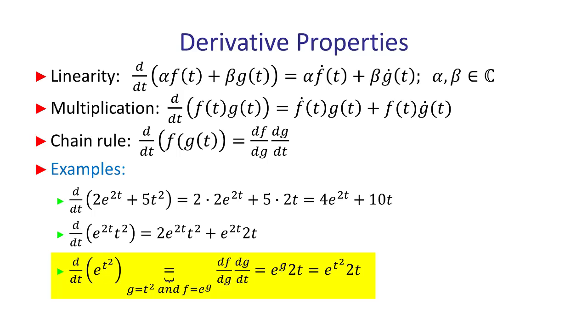So if you want the derivative of exponent of t squared, then you define a new function which is t squared, and then you will have the derivative of f with regard to g, and since f is e to the power of g, this is just e to the power of g, and the derivative of g, which is g dot, is the derivative of t squared, which is 2t. So you multiply those two and you get the derivative of e to the power of t squared.